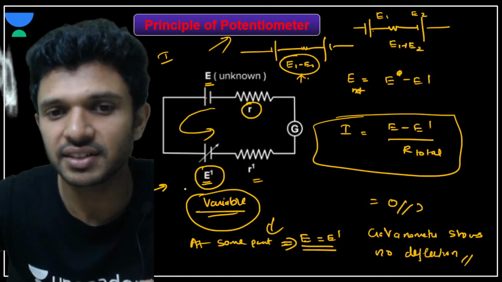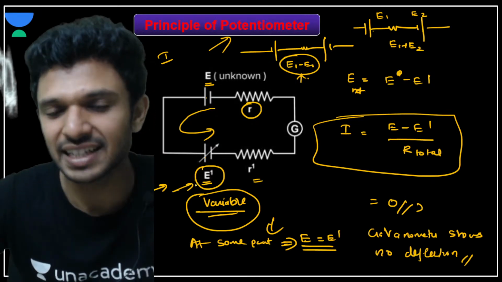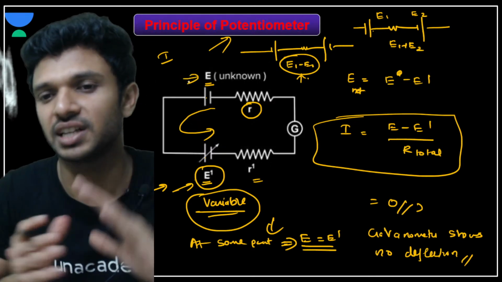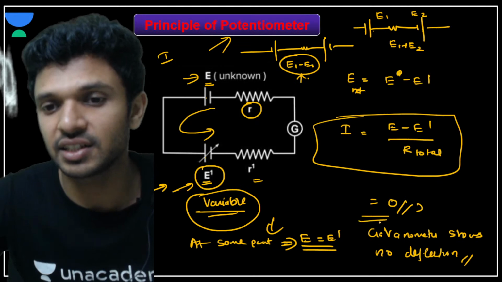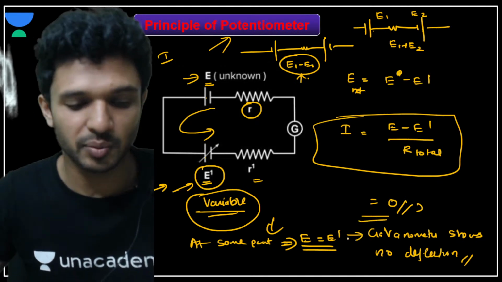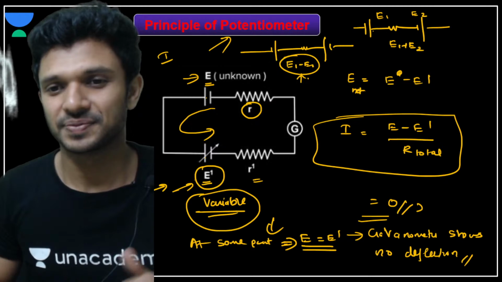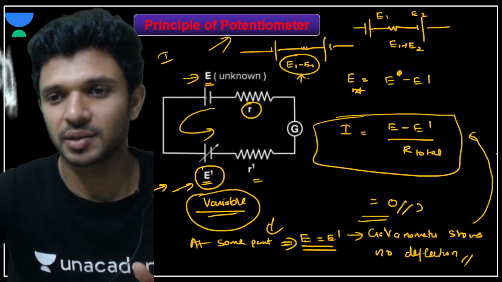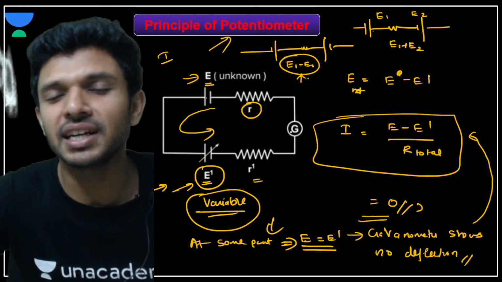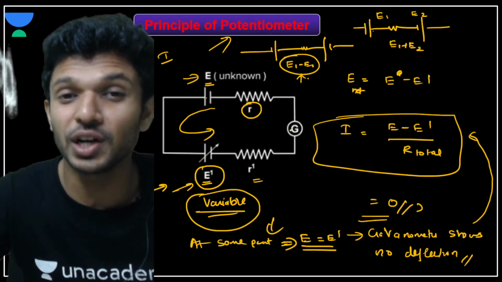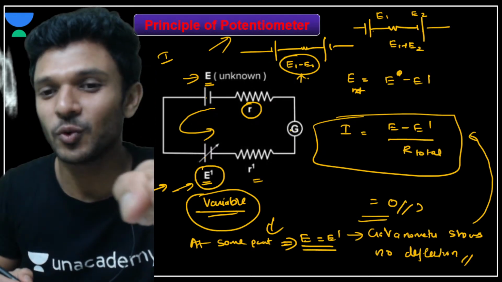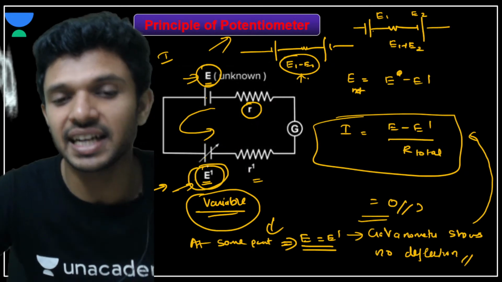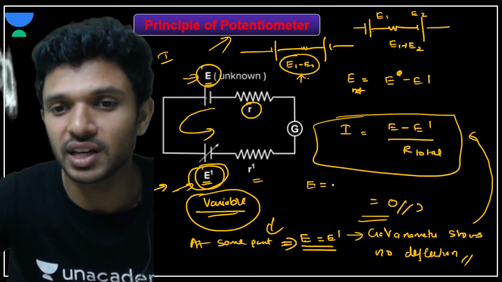If you keep on increasing the EMF of the cell, at a particular point, when the EMF of this cell is equal to the EMF of the other cell, the net current in the circuit becomes 0 and galvanometer will be showing 0 deflection. Now start reading this in the opposite way. If the galvanometer in the circuit shows 0 deflection, what does it mean? It means that the EMF of both these cells connected in the opposite order are equal.